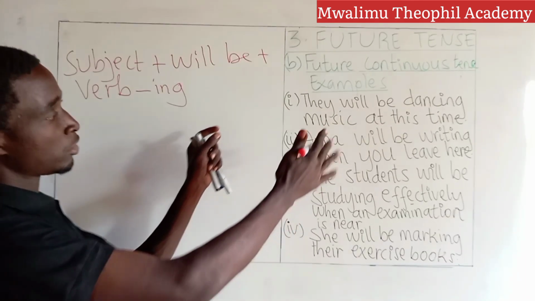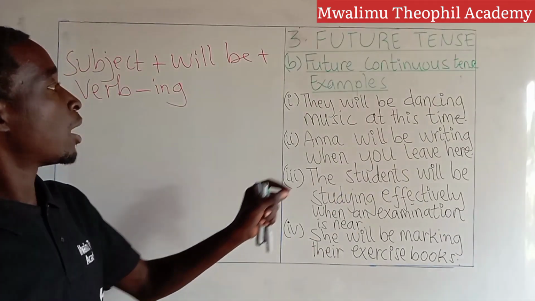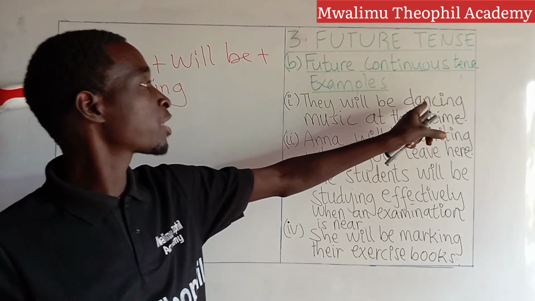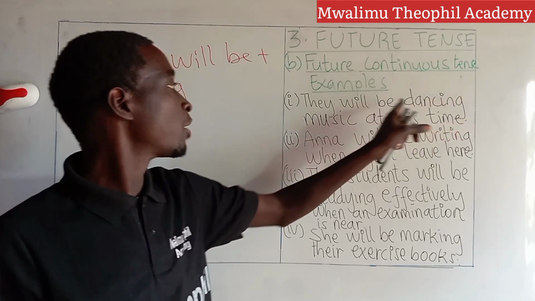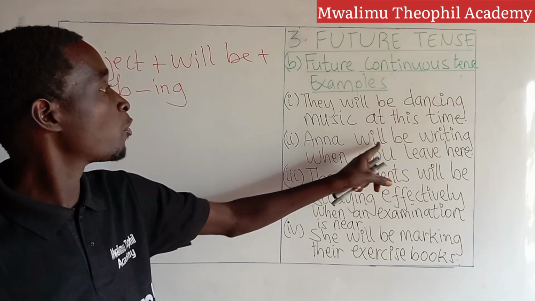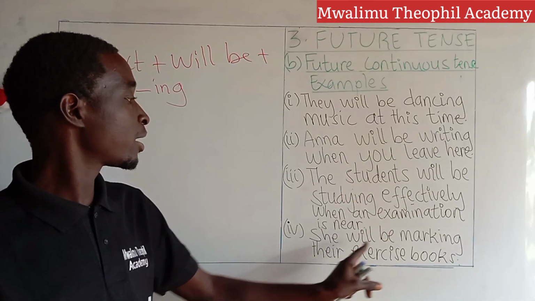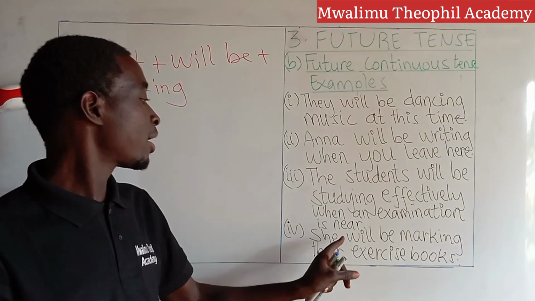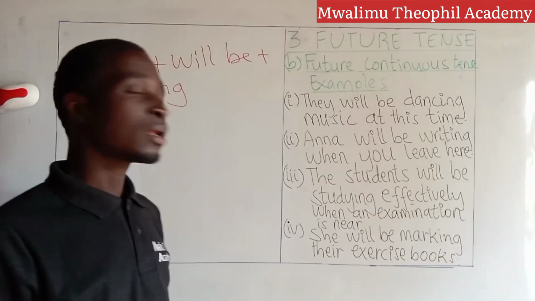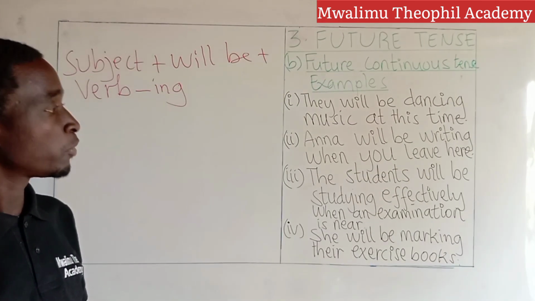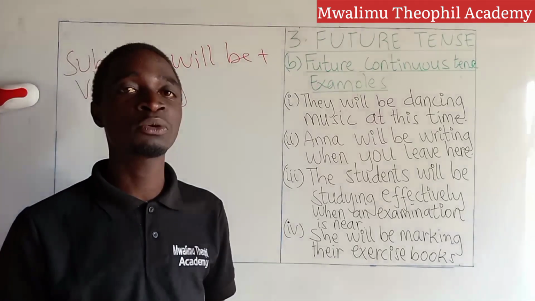Now, you may find in all of these four examples, after the subject, we have the words will be followed by a verb with ing. Will be dancing. Here, will be writing. Here, will be studying. Here, will be marking. Now, this is the general way we construct various sentences which are in future continuous tense.